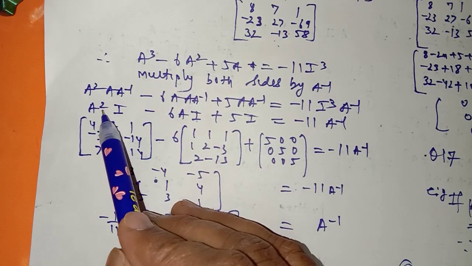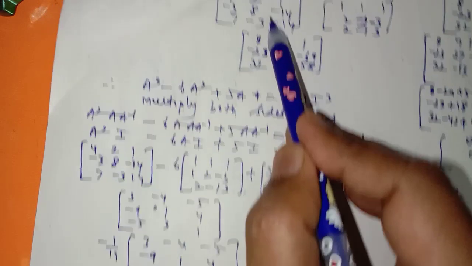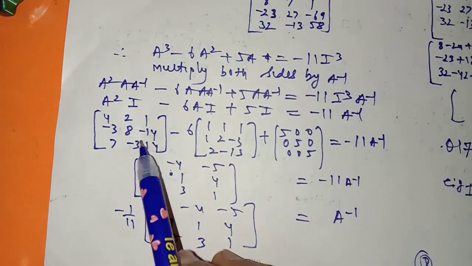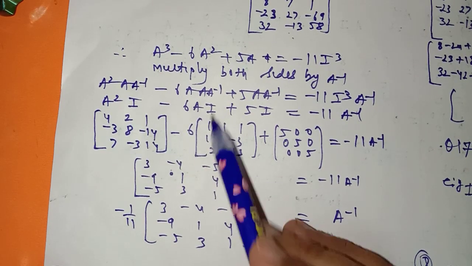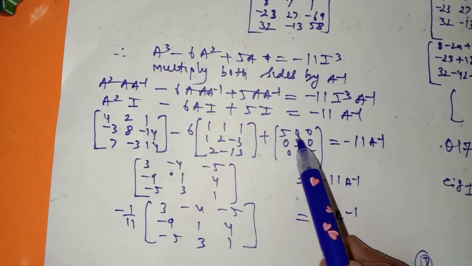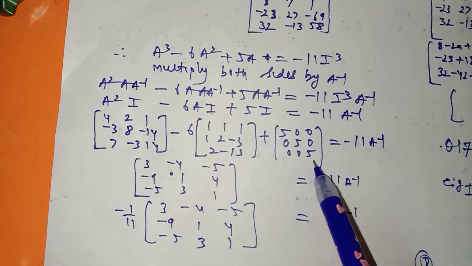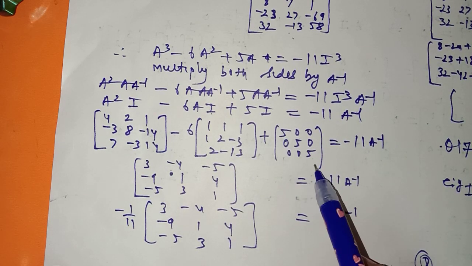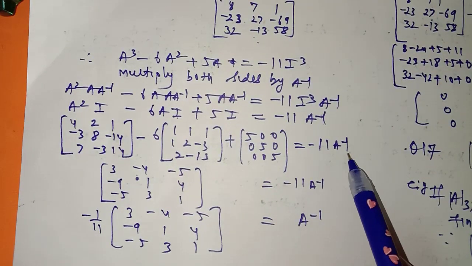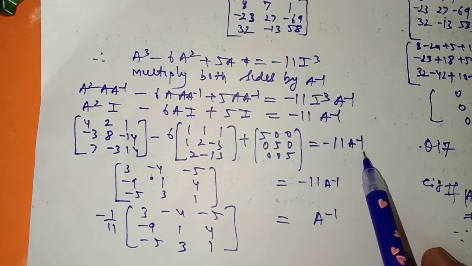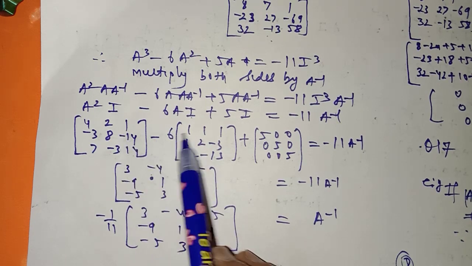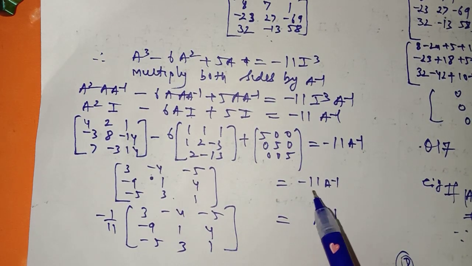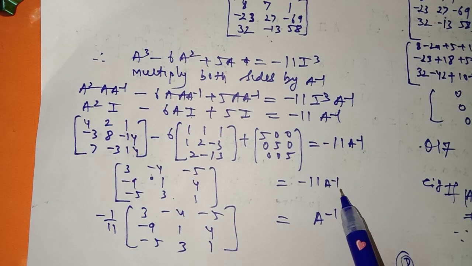Now we know the value of A square, already done here. यहाँ पर हम काट चुके हैं A square की value. A square, put the value of A here, A into I is A. I we know it, 1 0 0, 0 1 0, 0 0 1, multiply with 5, we'll get 5 0 0, 0 5 0, 0 0 5. And this is minus 11 A inverse. Now multiply this matrix by 6, subtract from this, add this, you will get this. This is minus 11 A inverse.